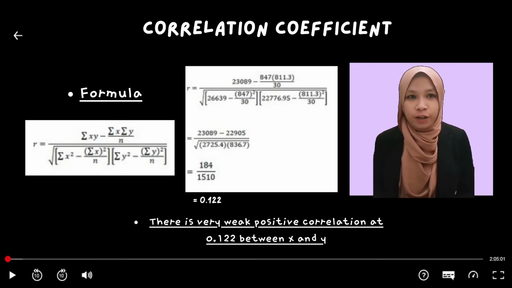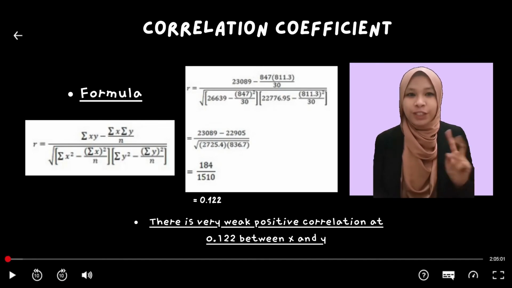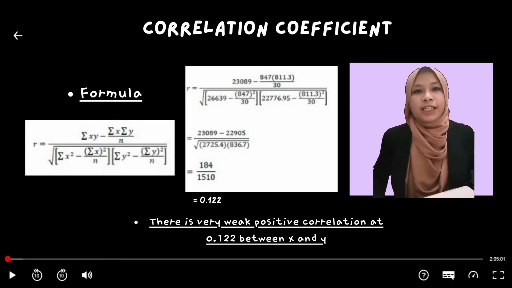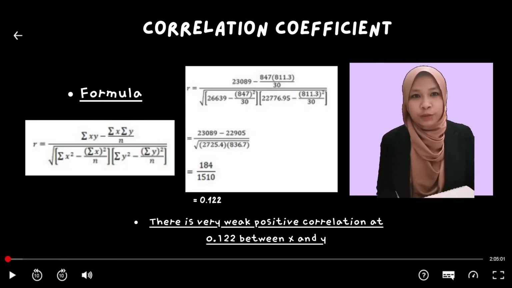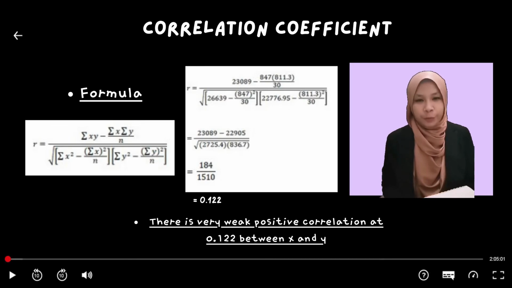Look at the formula. The formula of correlation coefficient is R equals sum of xy minus sum x times sum y divided by the square root of bracket sum y power of 2 divided by n. The final answer is 0.122. There is a very weak positive correlation at 0.122 between x and y. That's all from me. Thank you.